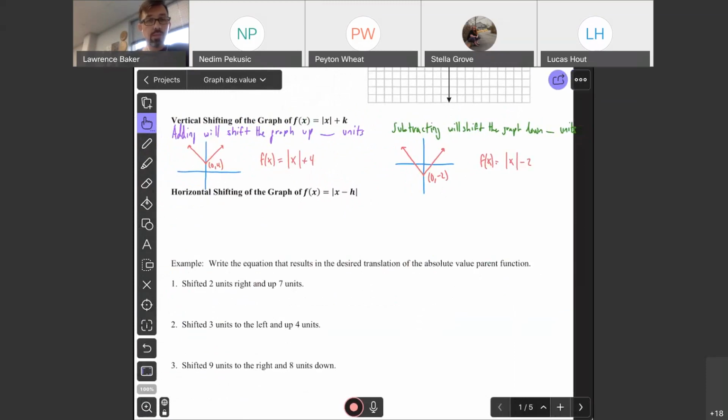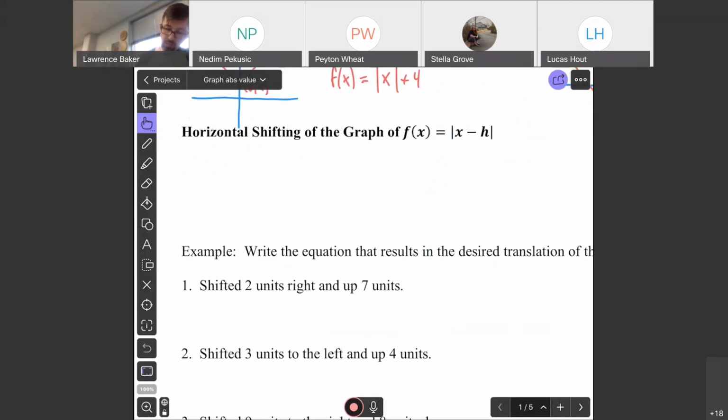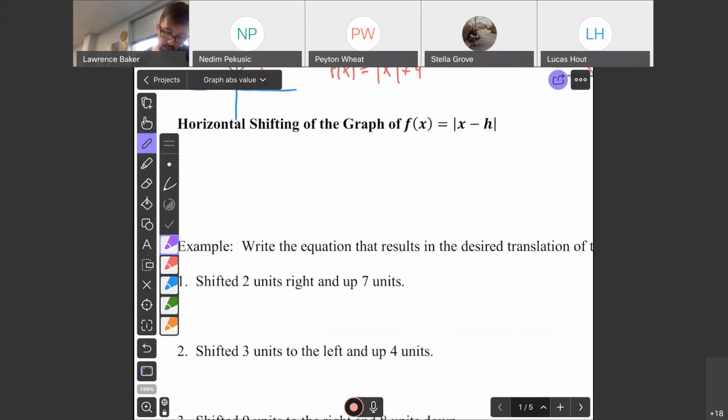You guys remember doing the up and down shifts well enough? Yeah. Okay. So then we had to watch out for the left and right shifts. They kind of tried to mess with us. We saw that when it looked like we were adding inside the function, that shifts the graph left, however many units. And so we said to watch out for that.